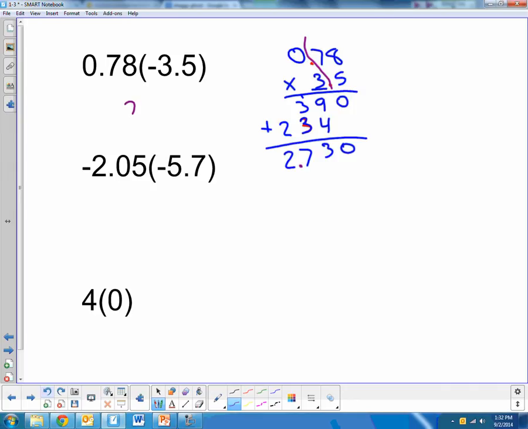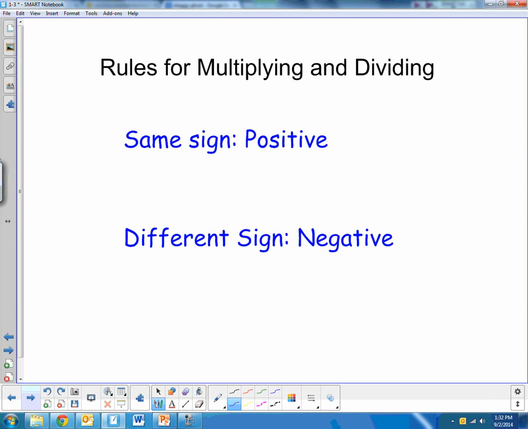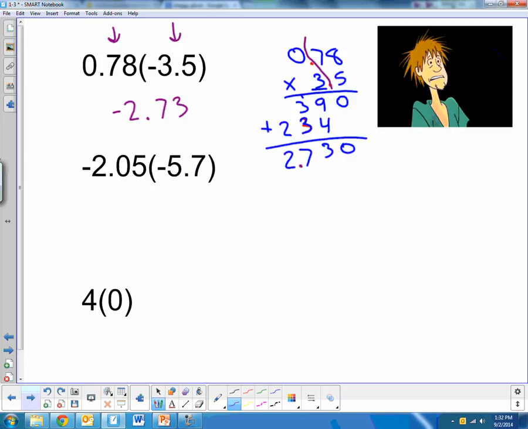And I have to be very careful. I've got the right number. However, I'm multiplying, and these 2 numbers have different signs, positive and negative. If I go back to my rules, positive and negative, different signs, the answer should be negative. So it's negative 2 and 73 hundredths.